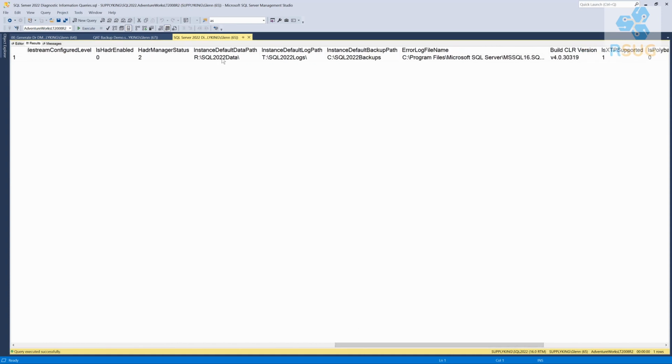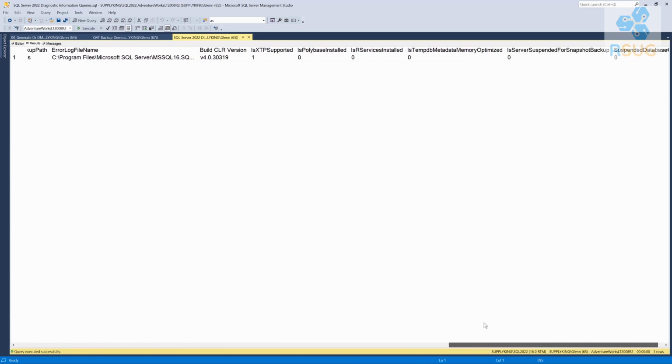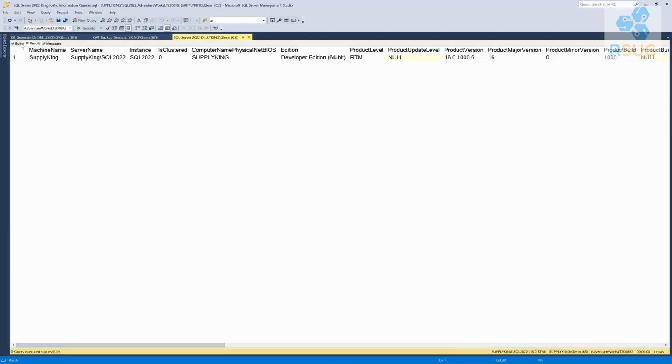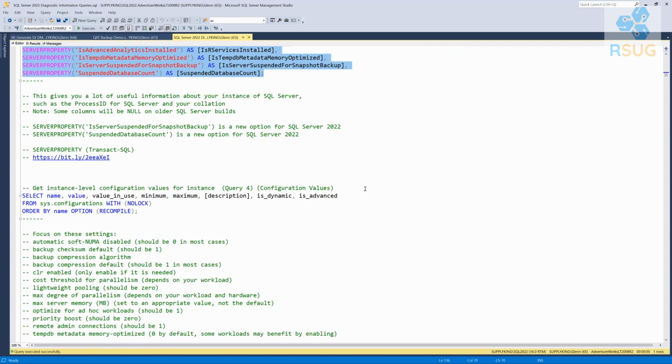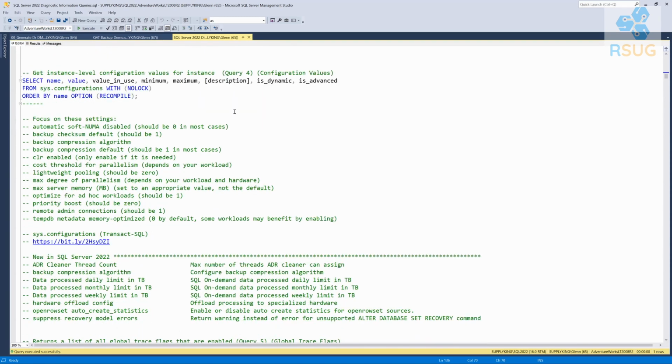It shows you the default data path and log path and backup path, where the error log lives. And then other things like, for newer versions of SQL Server, does TempDB have memory-optimized metadata enabled. And these two on the far right are brand new for SQL Server 2022. So that's what that shows you. And again, the reason you're using this in many cases is you're looking at a strange server that somebody else set up, and you're trying to figure out what kind of shape it's in, what's wrong with it.